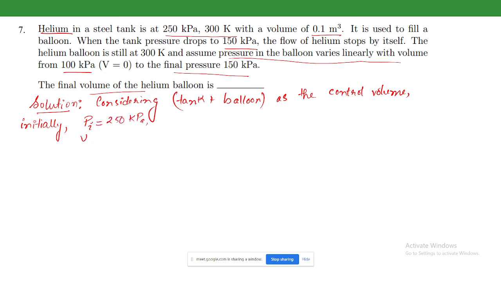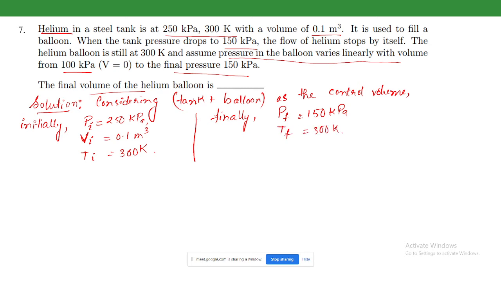And the volume inside the tank is 0.1 meter cube, and the temperature inside the tank is 300 Kelvin. Okay, again, finally what happens? Finally the tank pressure drops to 150 kPa, and the final pressure of the balloon is also 150 kPa. So the final pressure of the system, that is the control volume here, is 150 kPa, and the temperature continues to be maintained at 300 Kelvin throughout. So the final temperature is also 300 Kelvin.